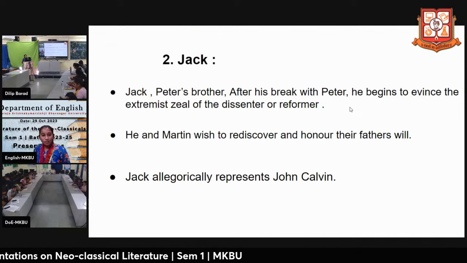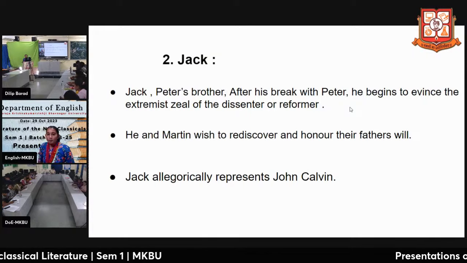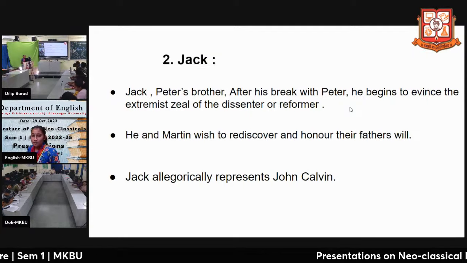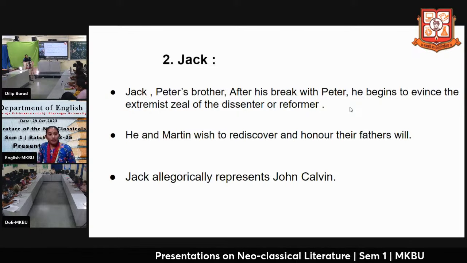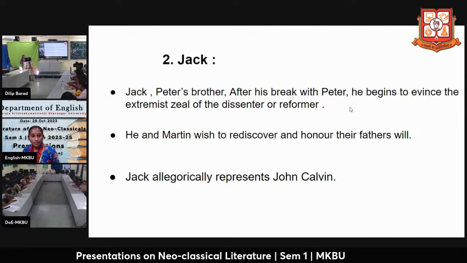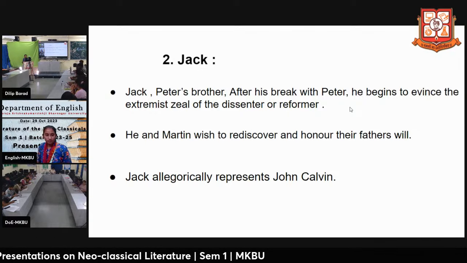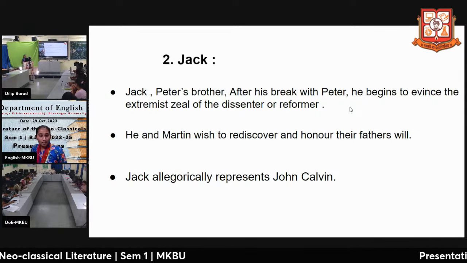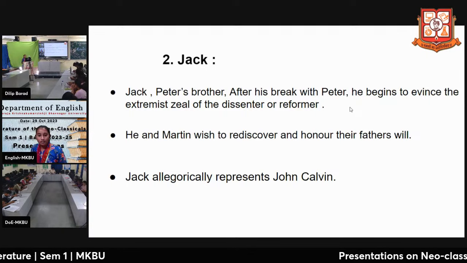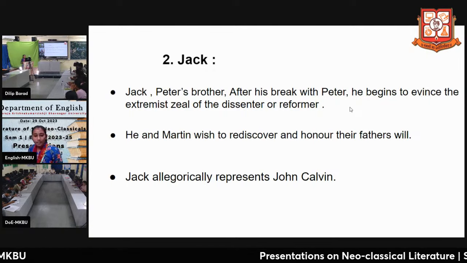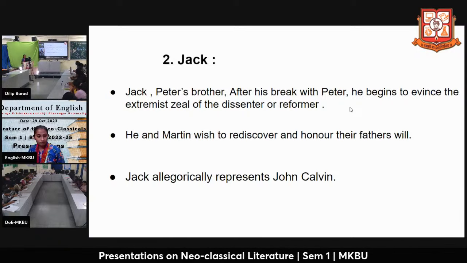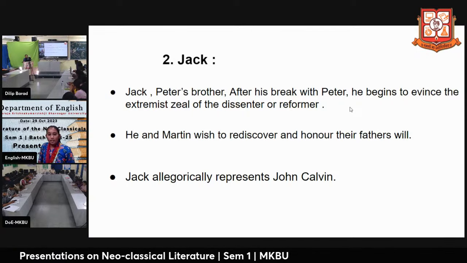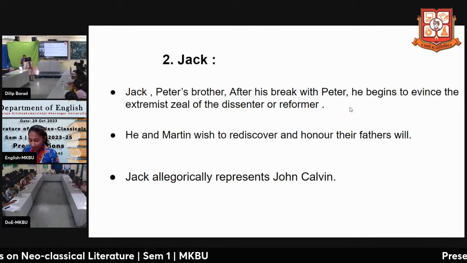Jack, Peter's brother, after his break with Peter, began to evince the extreme zeal of a dissenter or reformer. He and Martin wished to discover and honor their father's will. Jack allegorically represents John Calvin.